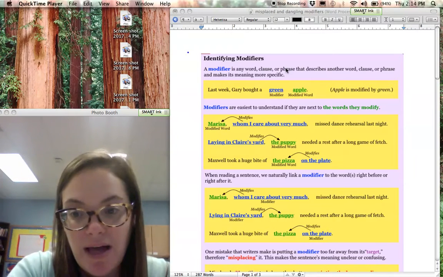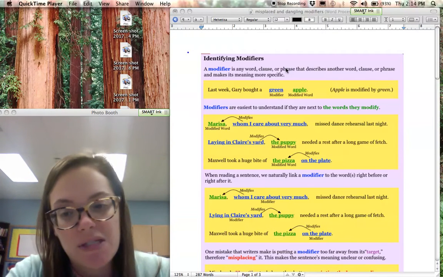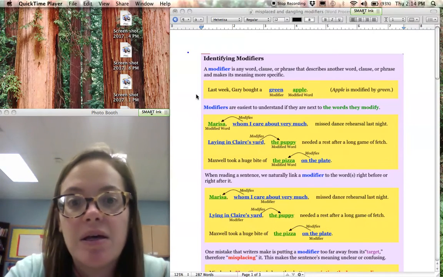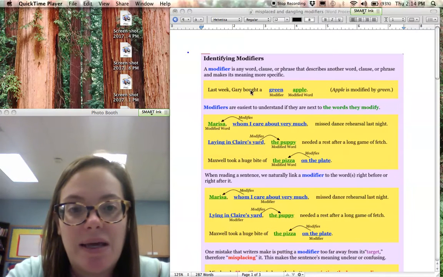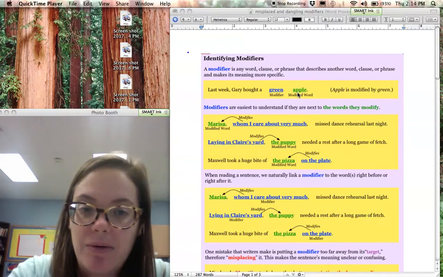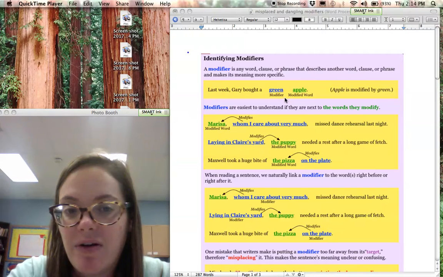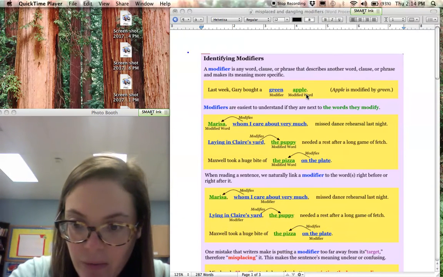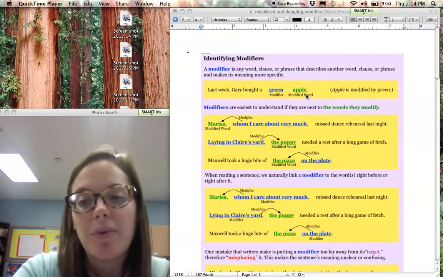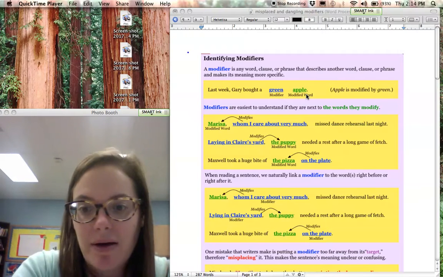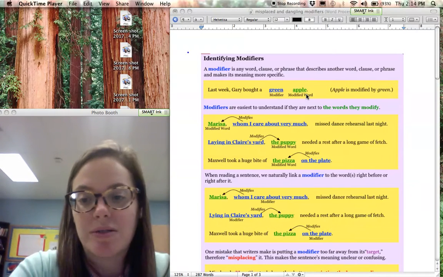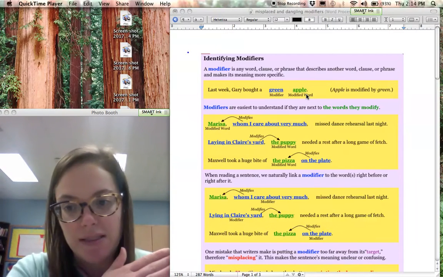So for example, adjectives are probably the first modifier you learn about, okay? So in this example, last week, Gary bought a green apple. Green is my modifier. Apple is the modified word. It's a very simple example, but anytime I talk about a modifier, that's just what I'm talking about, something that is describing something else.